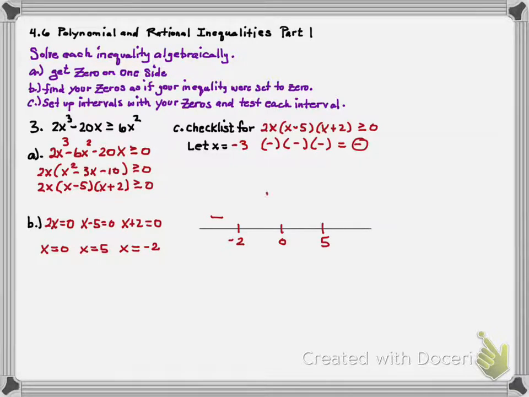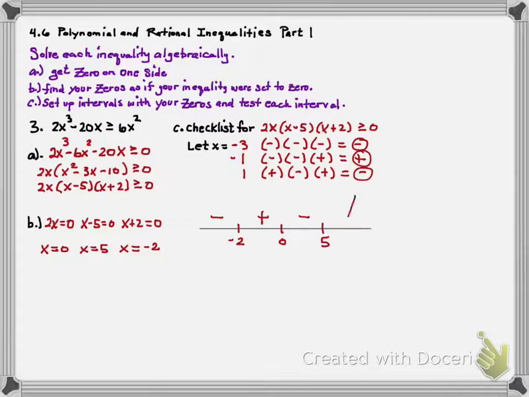Let's try something in that interval there, and let's go with a negative 1. So if x is negative 1, got a negative, a negative, but a positive. Okay, and that's going to give us a positive product. And then we're going to check something right here. Let's use a number like 1, 2, 3, or 4. I'm just going to go with positive 1, and this will be a plus, a minus, and a plus, which gives us a negative product.